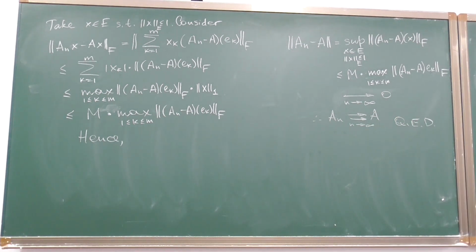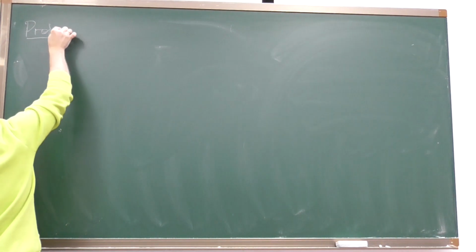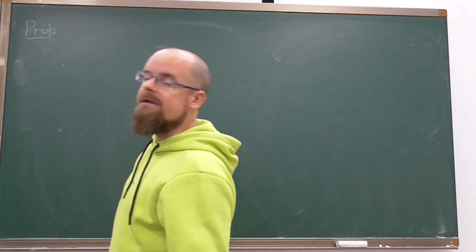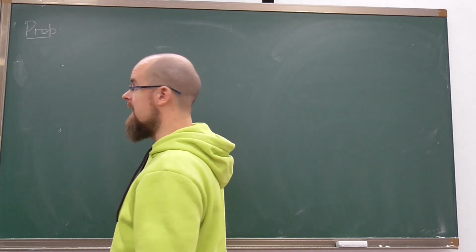The next result will be about an operator which is defined on a subset or subspace of a linear space, and this subspace is dense in the whole space. It will tell us that by continuity it is possible to extend an operator from a subspace to the whole space. So let E be a normed linear space and F be a Banach space.